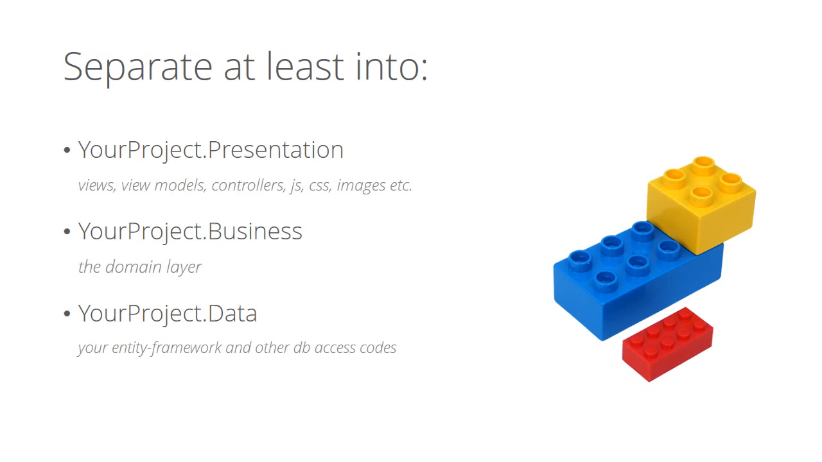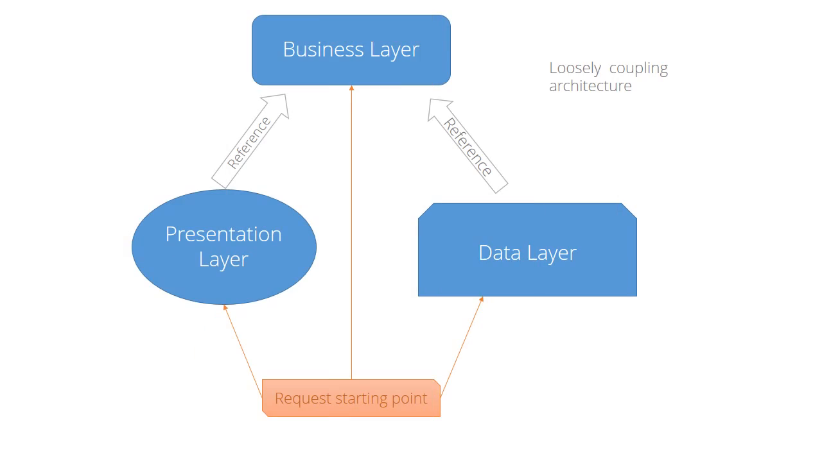You need to loosely couple the projects. And here's an example of how to make a good loosely coupled architecture. The business layer should not reference either the presentation layer or the data layer. The presentation and data layers should reference the business layer, and they should use the interfaces that the business layer provides to communicate.